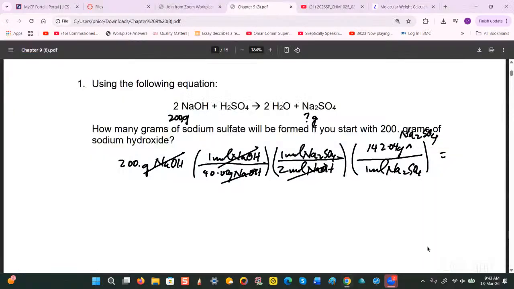Okay, so that's the setup. So all we have to do now is do the calculation. So 200 divided by 40.00 divided by 2 times 142.04. And when rounded off to 3 sig figs, the answer becomes 355 grams of sodium sulfate.